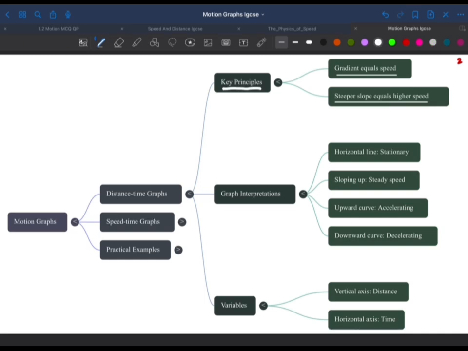Then, as far as the graph interpretation is concerned, a horizontal line, when you are talking about the distance time graph, so be careful. Horizontal line means the line is parallel to the time axis and the body will be at rest. The description of the state of the body will be stationary. Then if you have a sloping up line, it means a steady speed. When we have an upward curve, it means the body is accelerating. Similarly, if you have a downward curve, the body is decelerating.